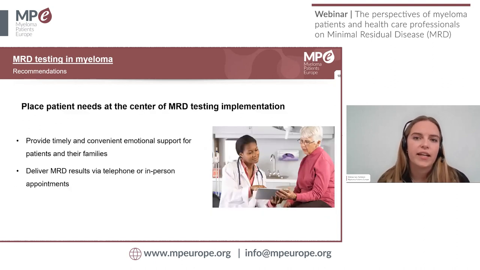The second recommendation we have is that it is crucial to place the patient needs at the center of MRD testing. Hematologists need to provide timely and convenient emotional support for patients and their families and deliver MRD tests with the potential for patients to discuss next steps.